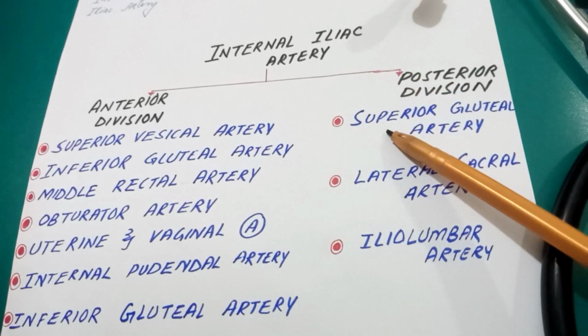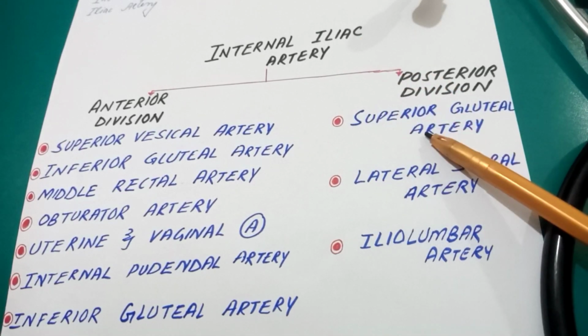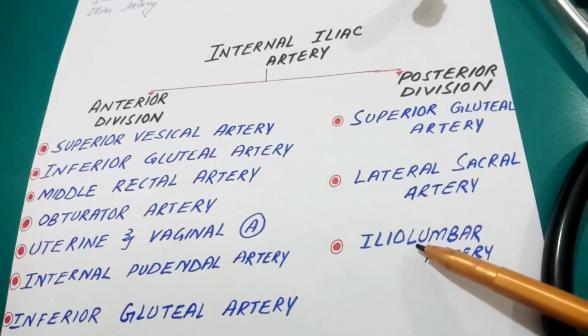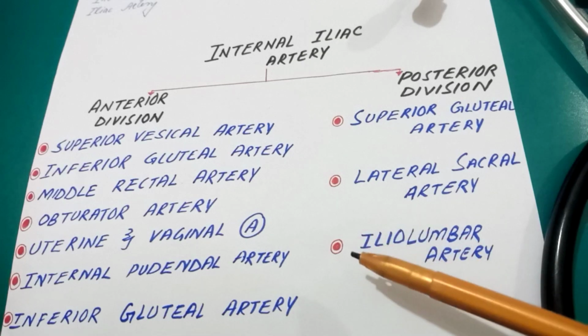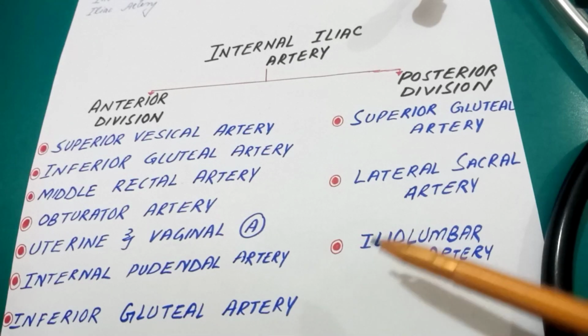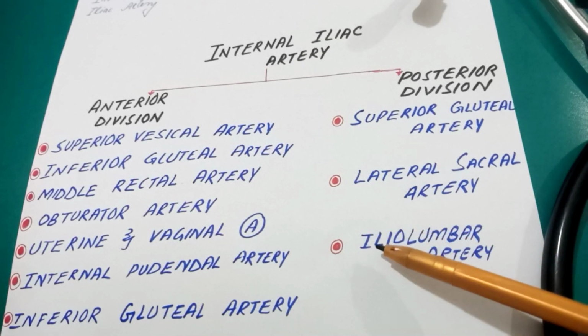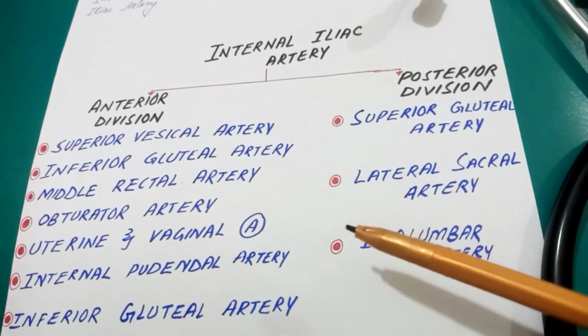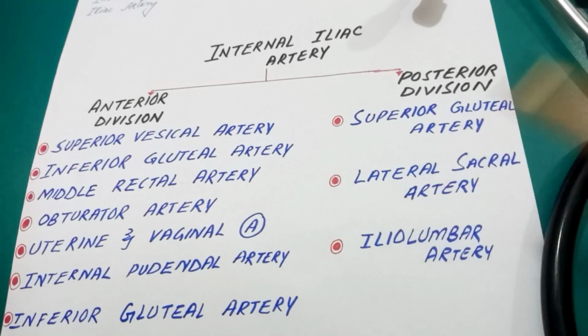So the posterior division gives superior gluteal artery, lateral sacral artery, and iliolumbar artery. This iliolumbar artery is present in the pelvis, and then it ascends and supplies the area around the L5 vertebra. So this was all about the internal iliac artery and the branches of internal iliac artery. These are very simple.